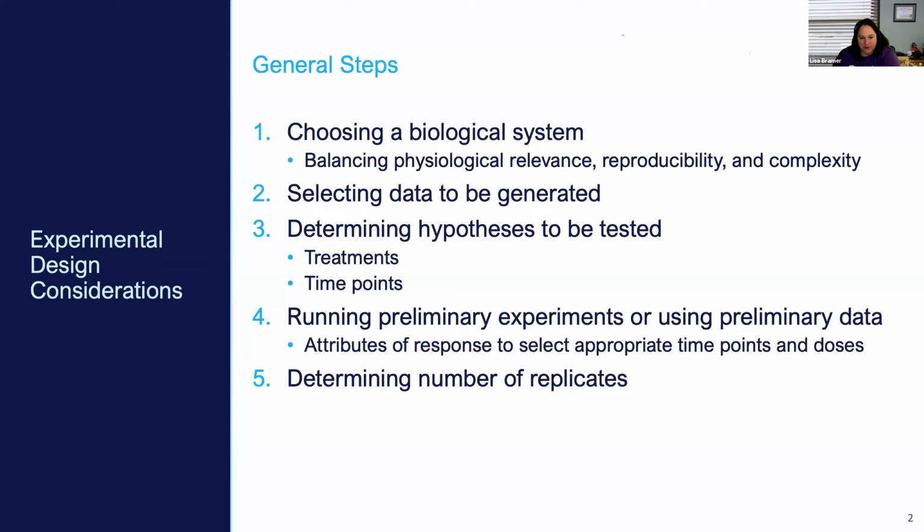And the attributes of your response in these preliminary experiments might help you select appropriate time points where something of interest is happening when we don't know enough about that system a priori, or, for example, relevant doses that we should be using. I've definitely, as a statistician, had people come to me and bring data that they want to test for differences in doses, but those doses are either not high enough or all too high to actually see any differences.